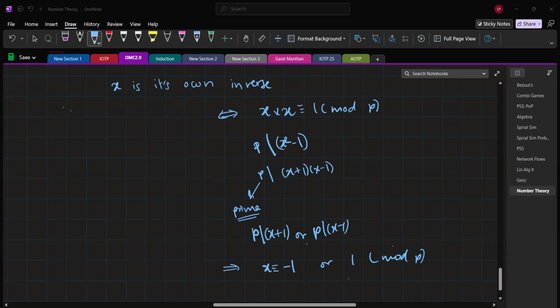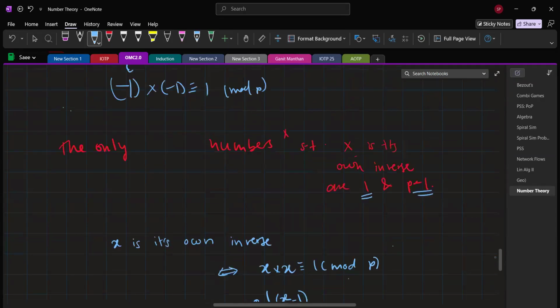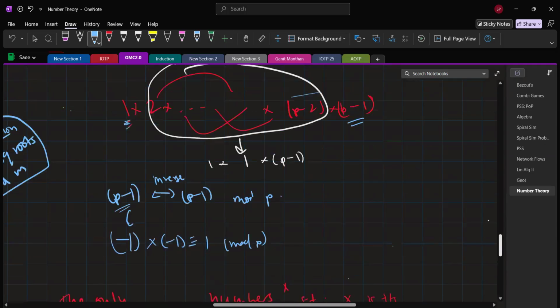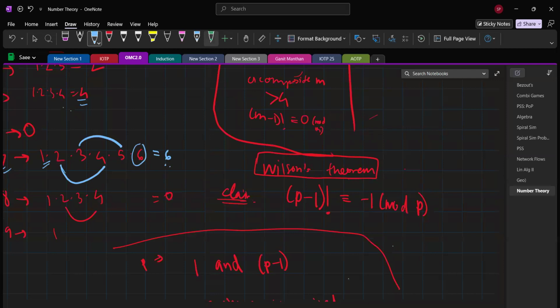So now we're done, right? Because then, as I said earlier, we can just multiply everything, pair up the inverses, and then the only remaining numbers will be 1 and p minus 1. So it evaluates to p minus 1.